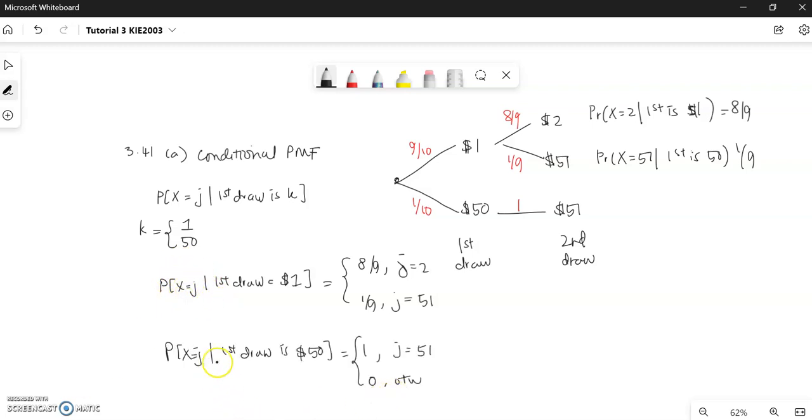And then this is for the other possible condition on the first draw. The other one is 50. When you get 50, the possible outcome is X equals 51, with a probability of 1, and 0 for any other amount.